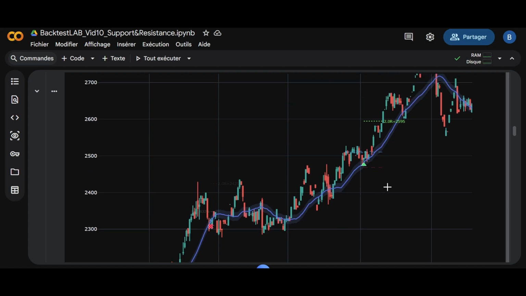But because we are backtesting, we are doing automated trading, we don't want to do that. So we want to make it as simple as possible. And this is why we are using the first version of the moving average, because it is the simplest one. So now let's move to the second strategy.